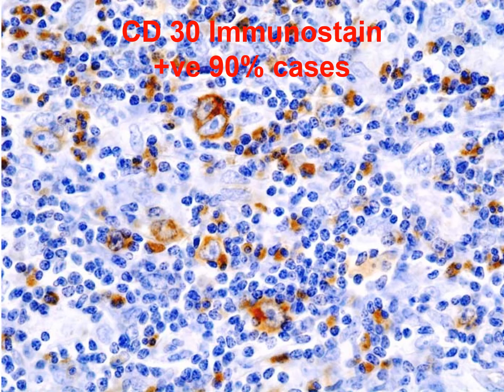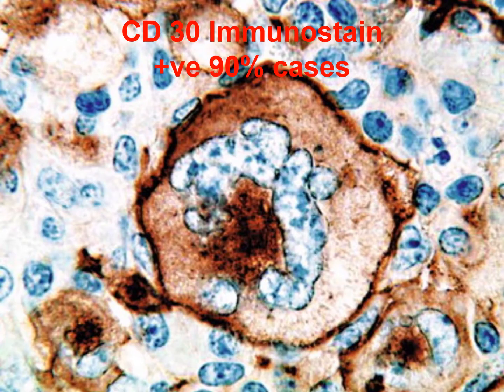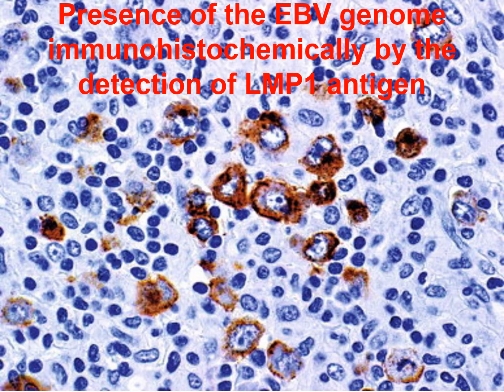This is CD30 immunostain for Hodgkin lymphoma, and here you can see that the Reed-Sternberg cell is positive. This positivity is present in more than 90% of the cases of Hodgkin disease. This is another picture showing CD30 immunopositivity in a Reed-Sternberg cell. LMP1 antigen can also be localized by using immunohistochemical stain, and it is present in EBV positive cases.